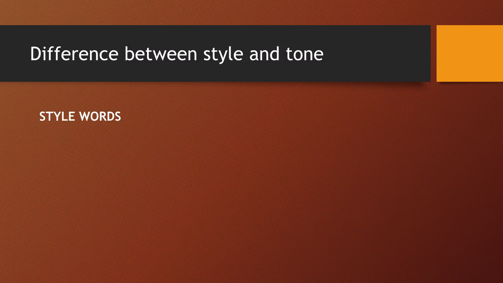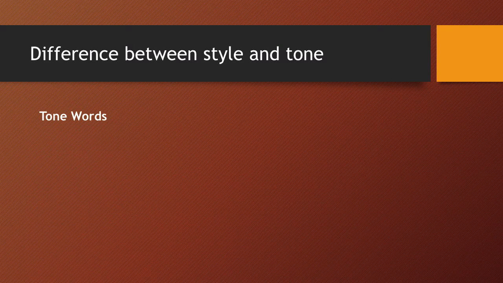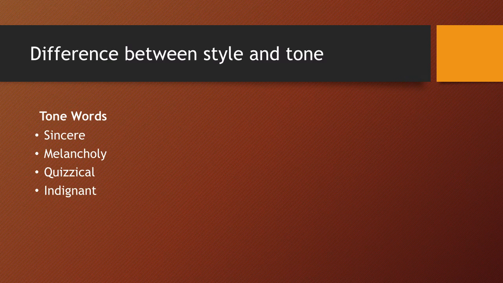In your journal, go back to your style and tone words. We are going to add a few more to each list. Remember, you are still not limited to just these words. Ornate, economic, vivid, Shakespearean, terse, circuitous. Pause to record the words. Tone words: sincere, melancholy, quizzical, indignant, earnest, objective.